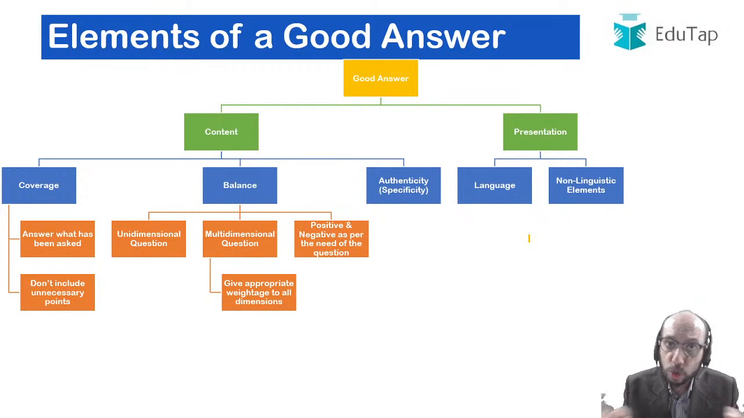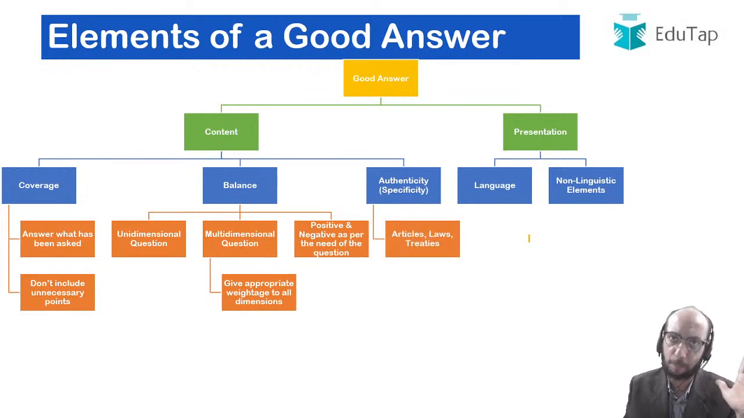पॉजिटिव नेगेटिव दोनों चीजों को इंक्लूड करने की कोशिश करिए एज पर द नीड ऑफ द क्वेश्चन। अगर आपको क्वेश्चन दिख रहा है कि वो पॉजिटिव चीजें ज्यादा मांग रहा है या पॉजिटिव चीजें ओनली मांग रहा है, तो आप पॉजिटिव चीजों को दे दीजिए। अगर वो नेगेटिव चीजें ज्यादा मांग रहा है या ओनली नेगेटिव चीजें मांग रहा है, तो नेगेटिव चीजें दे दीजिए। पॉजिटिव नेगेटिव दोनों मांग रहा है तो पॉजिटिव नेगेटिव को मिक्स करके दे दीजिए। उस प्रकार से आपको एक बैलेंस्ड आंसर लिखने की कोशिश करनी है.